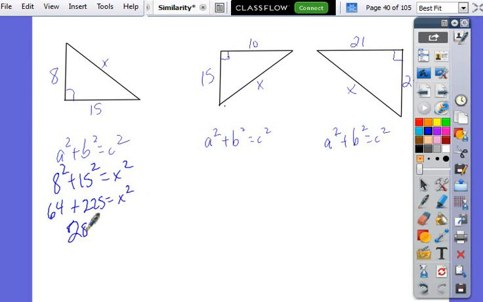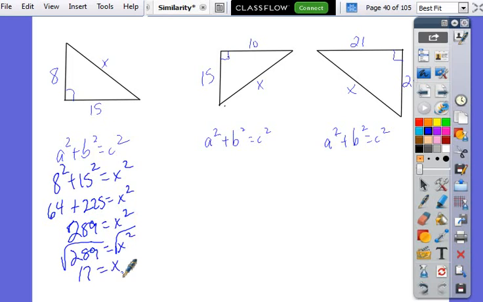Does anybody know how to solve it from there when I get 289 equals x squared? You do the square root. Do the square root button. I think it's second and x squared on your calculator, and it should pop up right there. Last year on our calculators, you had to push down and then enter to do it. So then you would square root that and square root the x squared. 289 is 17. You got your answer.